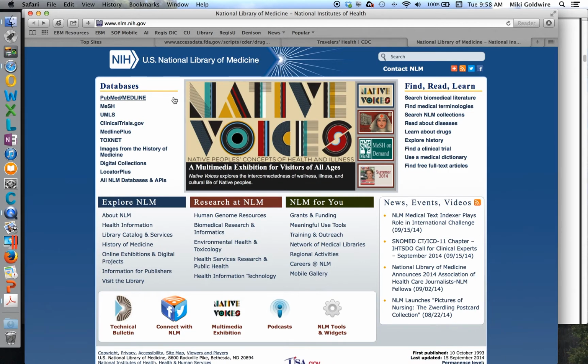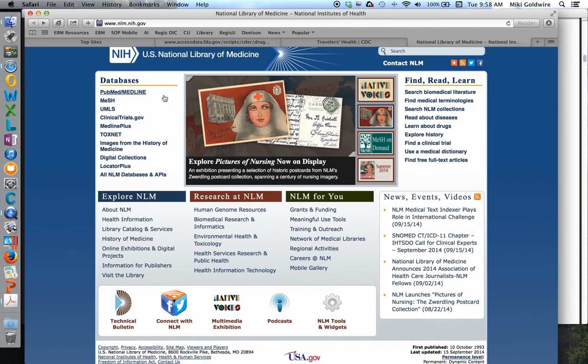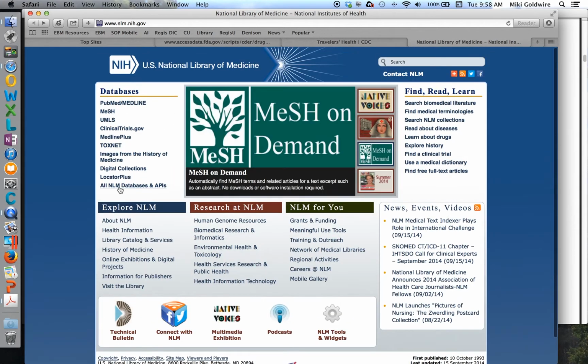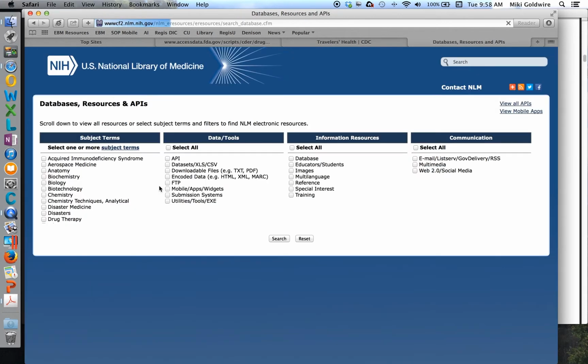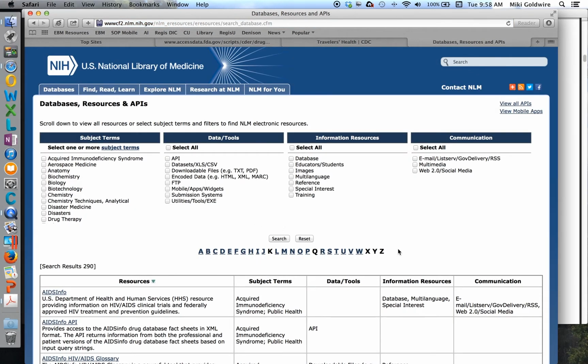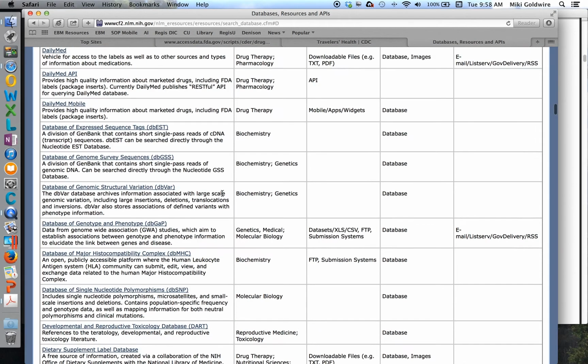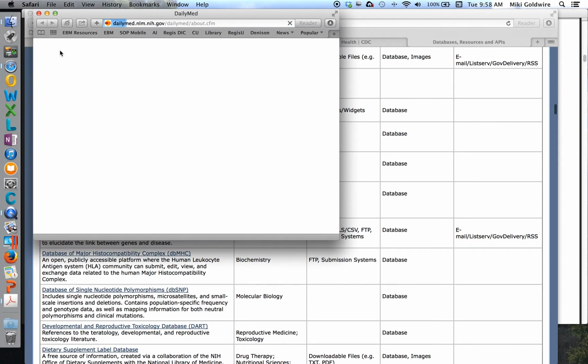One of the other sites I really find myself using from the NLM is DailyMed.gov. If we choose all NLM databases, we'll get a listing of all the databases the National Library of Medicine promotes. And if we do D, we will get DailyMed. I just picked this first one, DailyMed. Again, if you click on the link, it will take you to DailyMed.